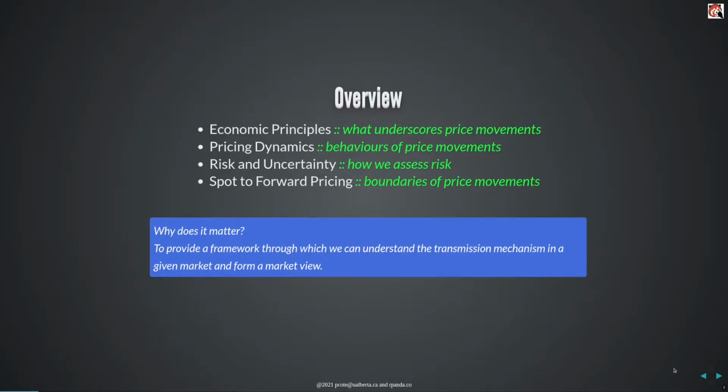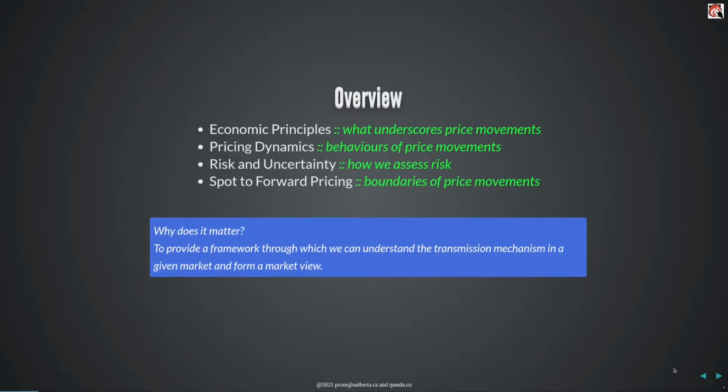Risk and uncertainty is how we assess risk in a trade. And finally, we will cover a very important principle, that of spot to forward pricing. So this explains the boundaries of price movements as of a given day for different delivery times.